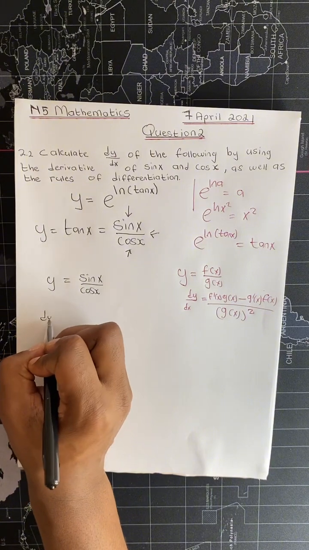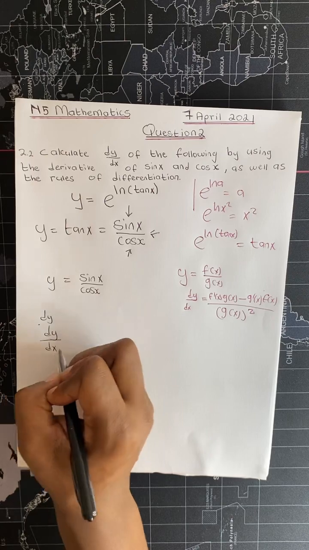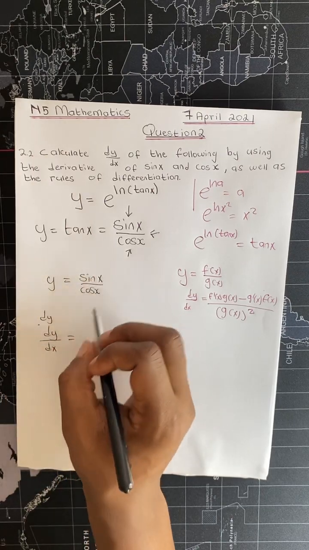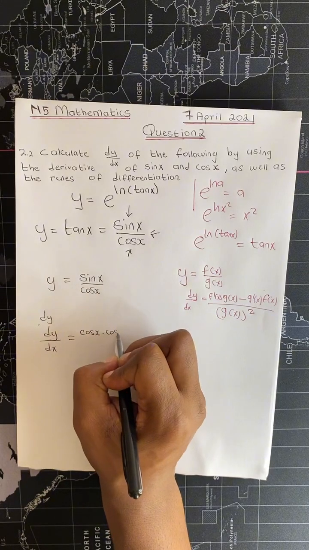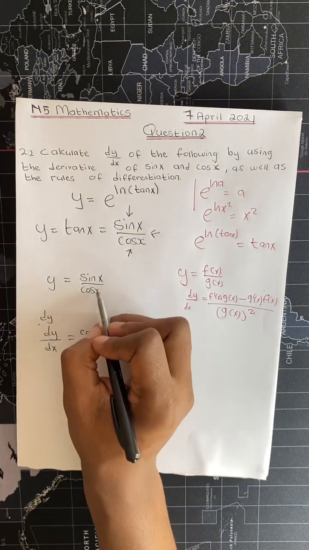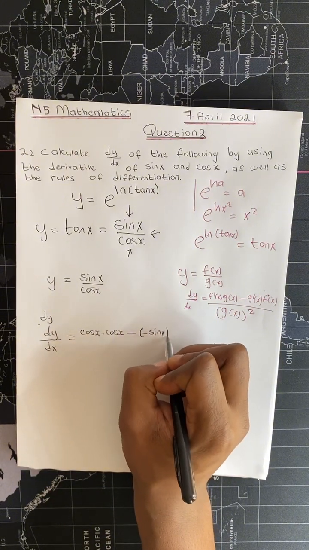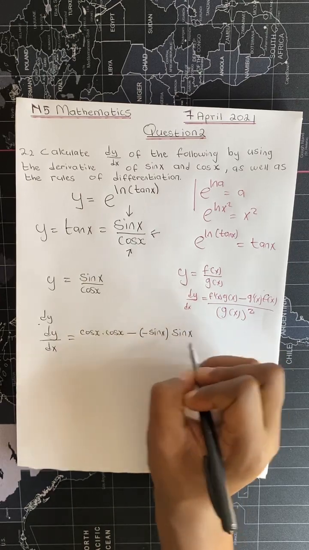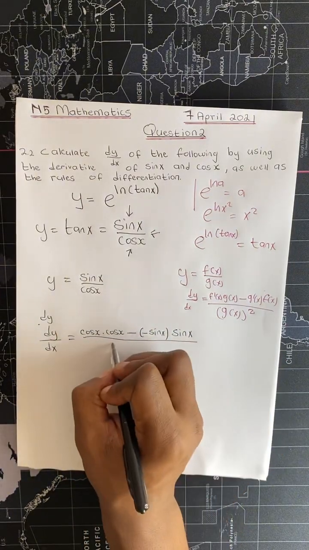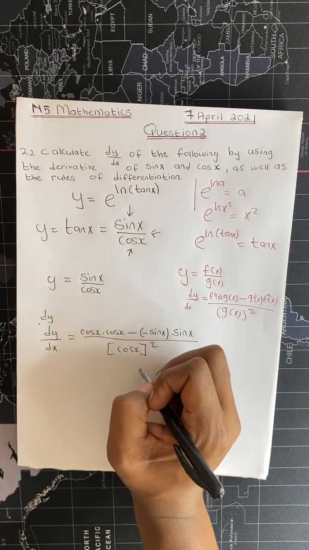So dy over dx will be equal to the derivative of sine, which is cos x, multiplied by the cos x, minus the derivative of the cos x, which is negative sin x, multiplied by the sin x, all divided by the cos x squared.